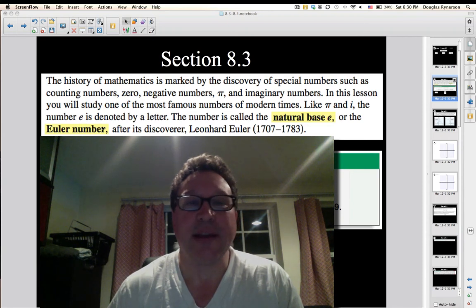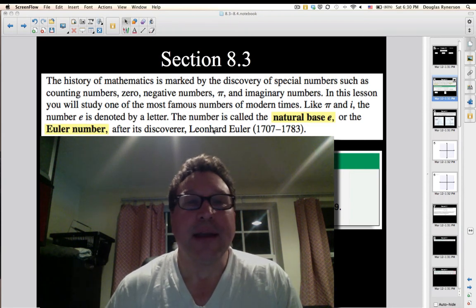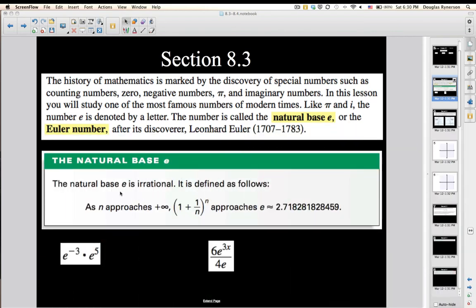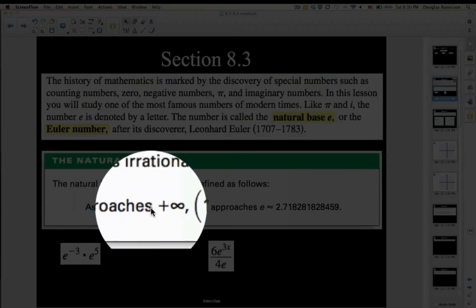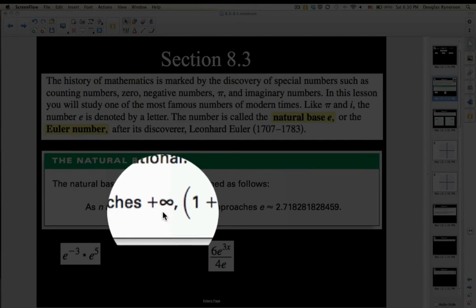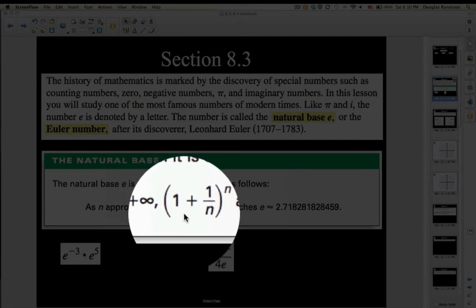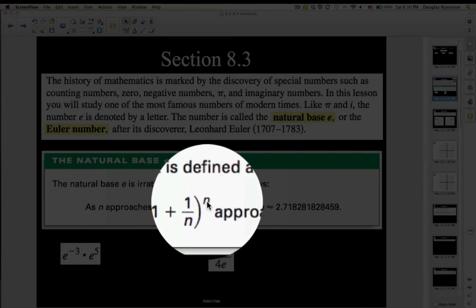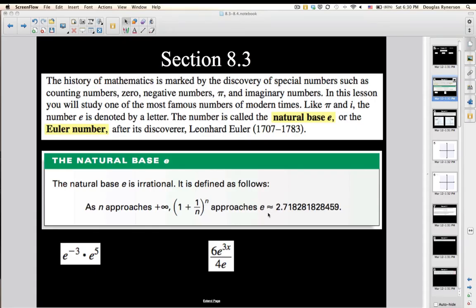It is also an irrational number. And it was discovered by Leonhard Euler, which is why it's called e, after Euler's last name. So what Euler noticed was that as n approaches positive infinity in the previous functions we've been working with, 1 plus 1 divided by n to the nth power approaches this constant e.